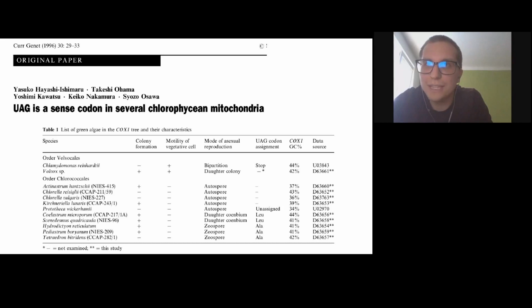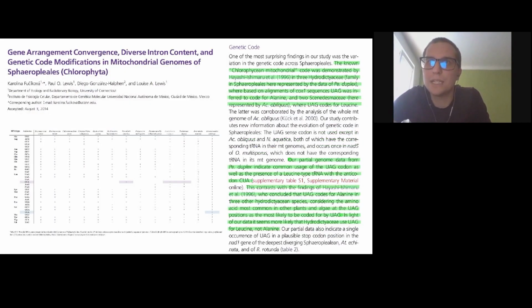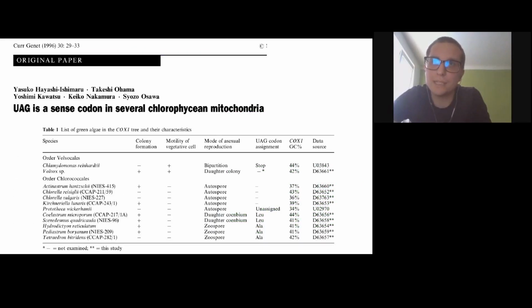Leucine, I'm sorry for my drawing, guys. And some other guys from this group use UAG to encode alanine. So, alanine, sorry for my pronunciation. So that was from 1996.